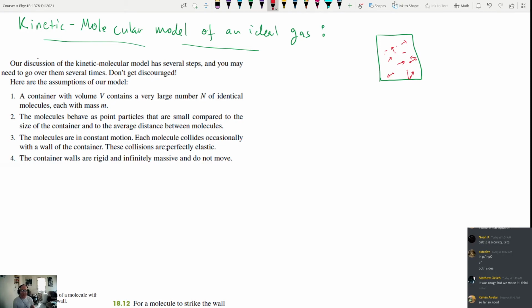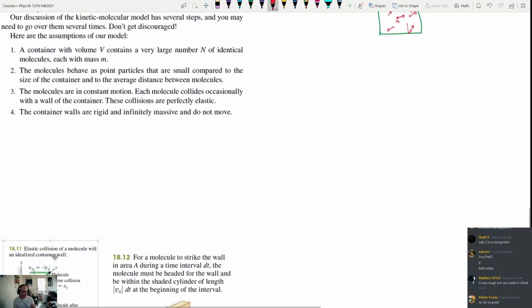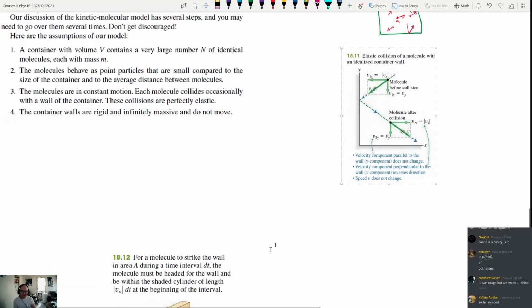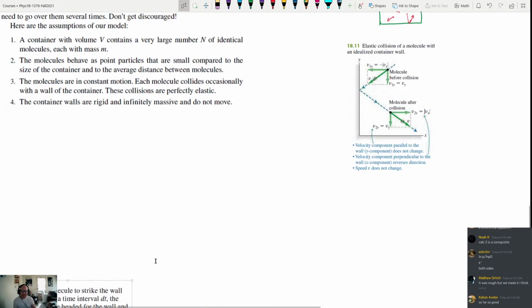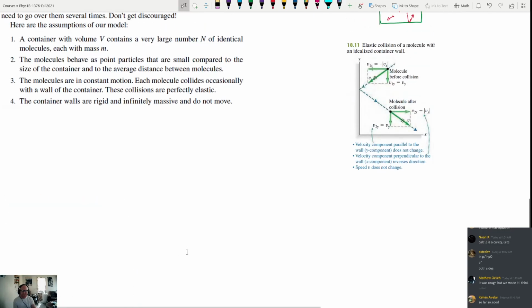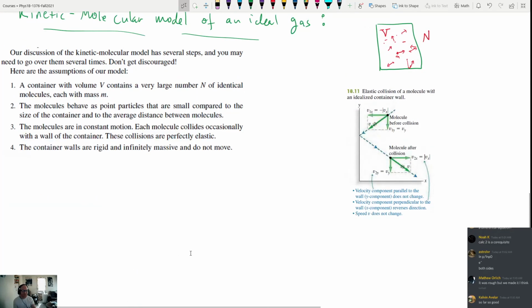And the volume is V. The number of molecules is capital N. And each molecule individually has a mass m. Okay? All right. So what we're going to do now is imagine what happens for one of these collisions, and we'll talk about how many of these collisions happen per second. Our first goal is to go from velocity to pressure.